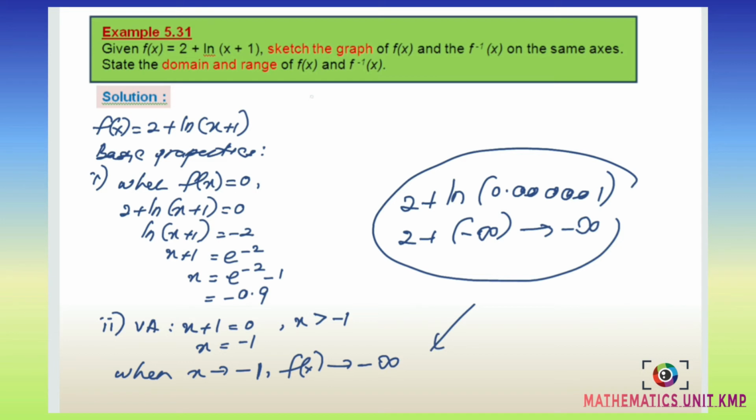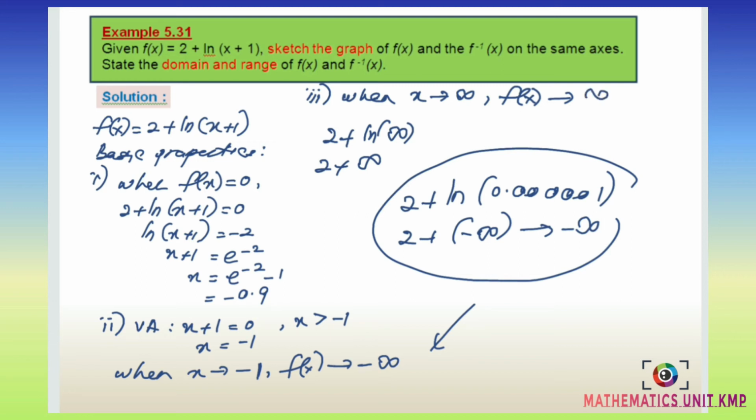And the third step, when x approaches infinity, f(x) approaches 2 plus ln(infinity), 2 plus infinity. Therefore, when x approaches infinity, f(x) approaches positive infinity.